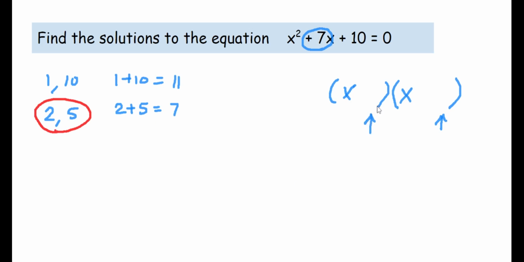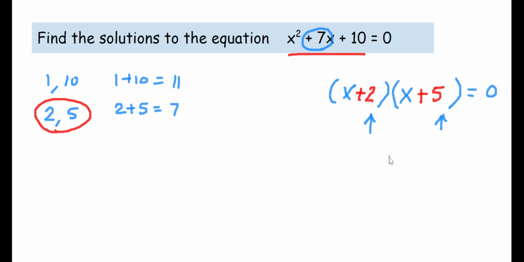So now we can fill those numbers into our binomials. Let me fill those in red. So this is going to be x plus 2, and the order doesn't matter here. We could have put plus 5 first. We just need to put one in each place. So what that means is that when we multiply these two binomials together, we would get this quadratic up here. We're not so much worried about the equals 0 part. We're worried about the left side at this point. So this all would equal 0.